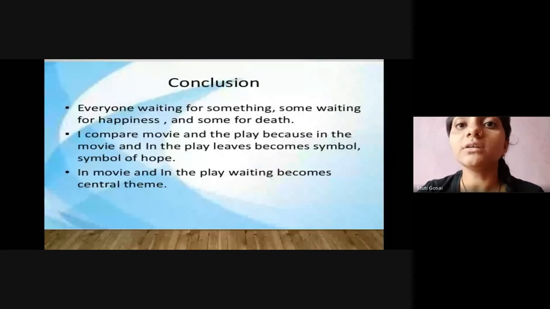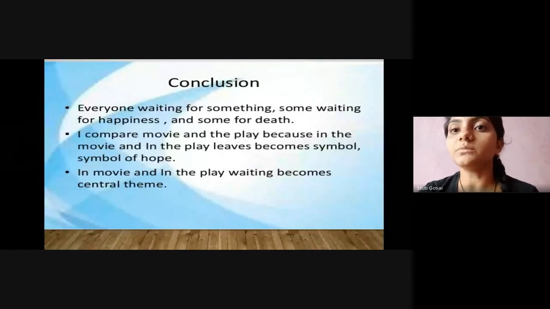Last is the conclusion. Everyone is waiting for something. Some are waiting for happiness and some for death. I compare the movie and the play because in both, leaves become symbols of hope. In the movie and in the play, waiting becomes the central theme. Thank you.